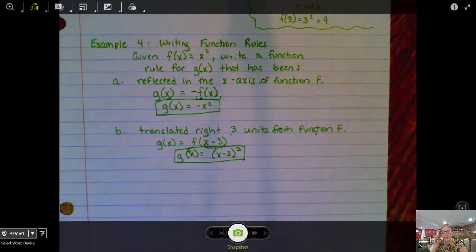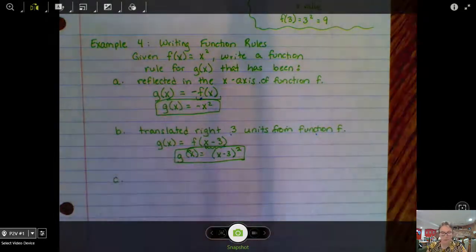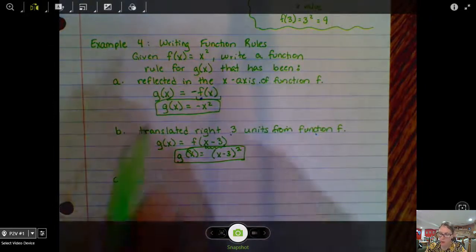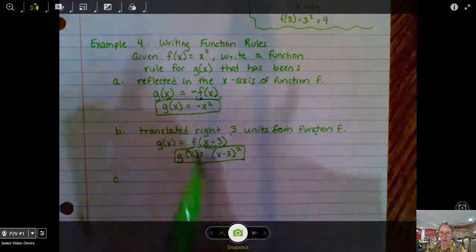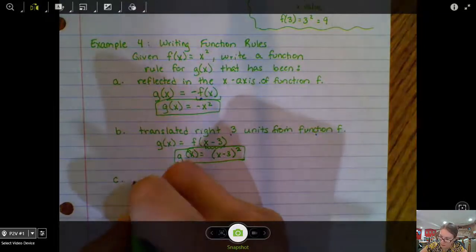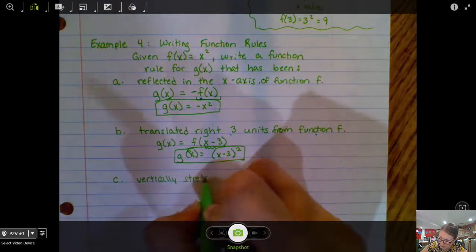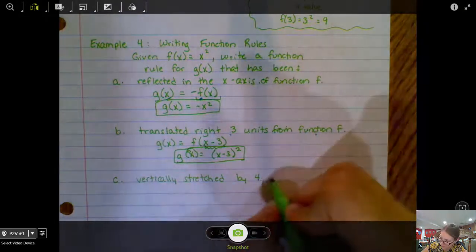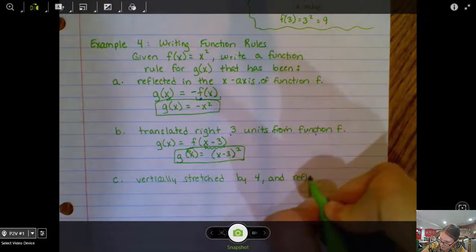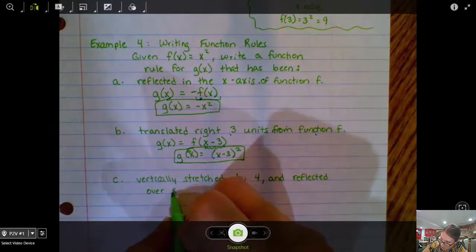All right, I'll do 2 more examples here. If you're feeling pretty good, you don't necessarily have to watch C and D, but they're here if you want them. C, let's do, again, function f of x is x squared. Write a function rule for g of x that has been vertically stretched by 4 and reflected over the x-axis.